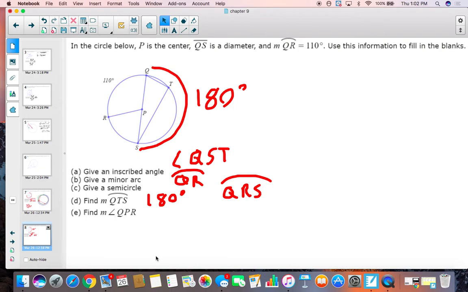And then finally, find QPR. QPR, that would be this angle right here. Since it's a central angle, QPR is what we call a central angle. That central angle is going to be equal to the intercepted arc. And since our intercepted arc is 110, our central angle is also going to be 110 degrees.